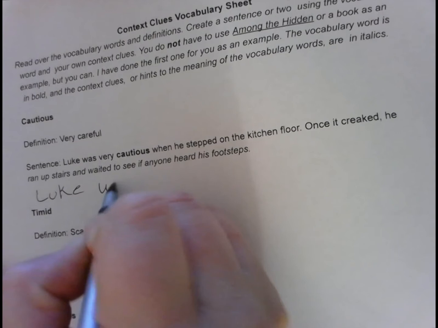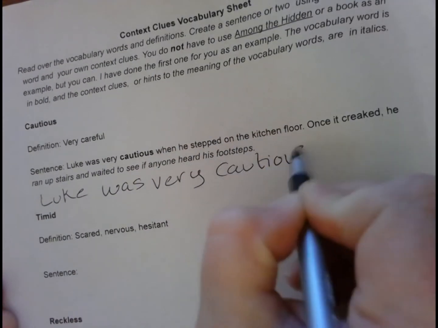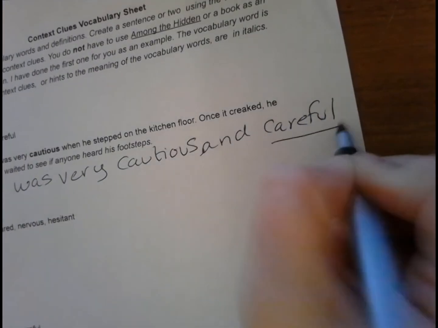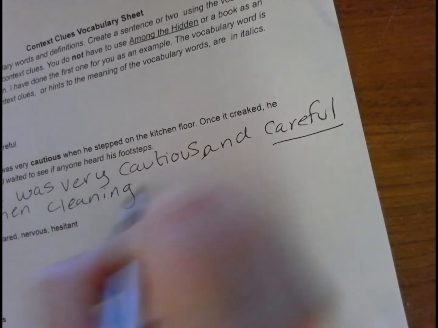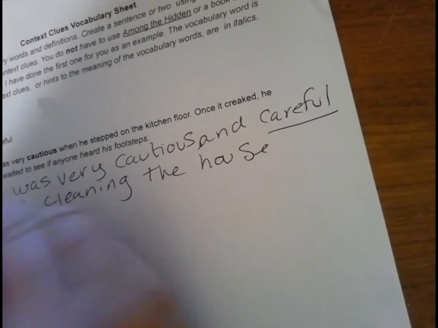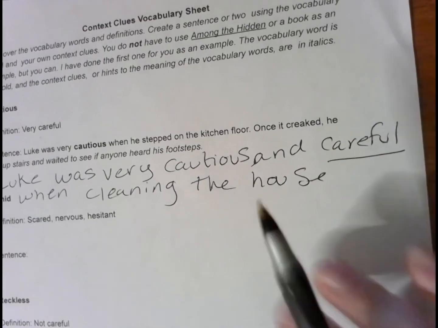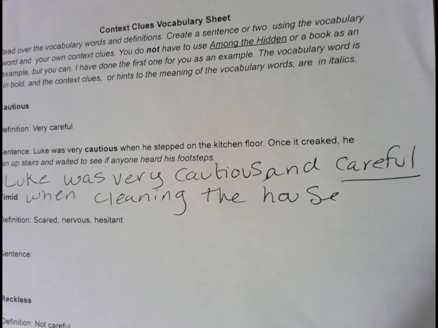I could have also written a sentence similar to this. Luke was very cautious and careful when cleaning the house. And careful would be my context clue. So you can just use one of these words in the definitions, which are kind of synonyms, as your context clue like I did here, or you can provide a longer example. You don't have to use Among the Hidden as your example for the sentences that you're going to make up on your own. You can, or you can use your reading book, or you can just create any creative sentence.